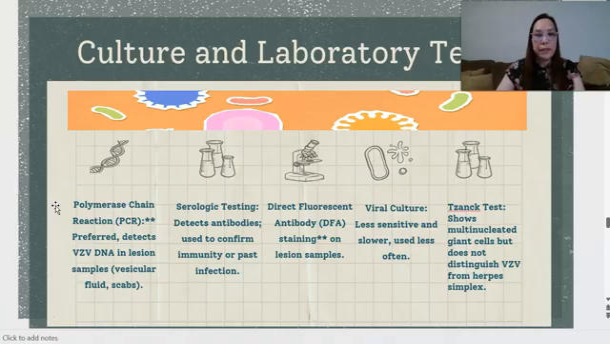Next to it is the serologic testing. This detects antibodies, which are substances your body makes to fight infections. It helps see if someone has immunity or had the infection before. Next to it is the direct fluorescent antibody, or the DFA. This test checks lesion samples using special dyes to see if the virus is present. Next is the viral culture, wherein this method grows the virus from a sample. It's less accurate and slower, so it's not used often. Lastly is the Tzanck test. This shows if there are certain large cells but cannot tell the difference between the varicella zoster virus and the herpes simplex virus.